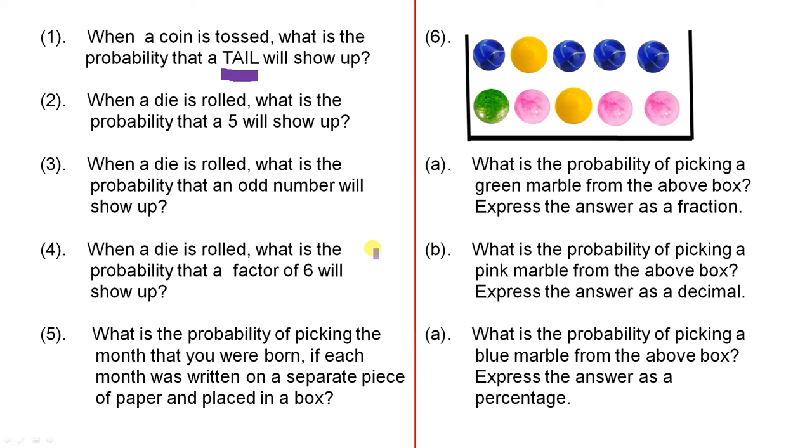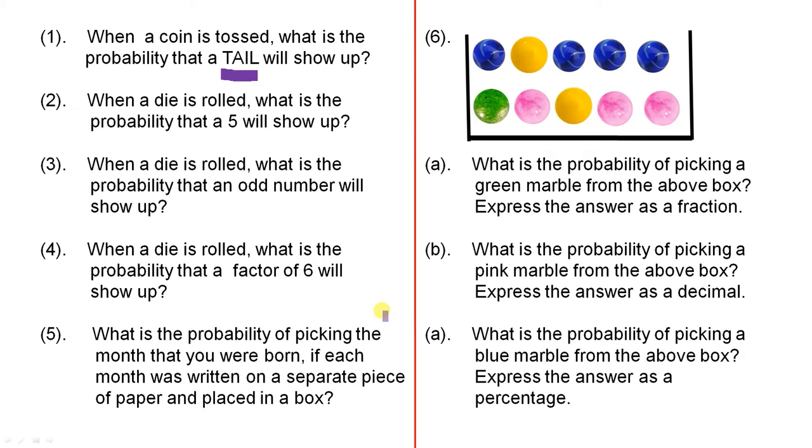When a die is rolled, what is the probability that a factor of 6 will show up? So we have to remember what the word factor means, and that's in a much earlier lesson. So we have to look at the factors of 6 that are on the die.